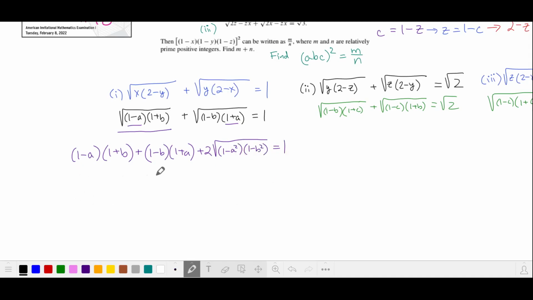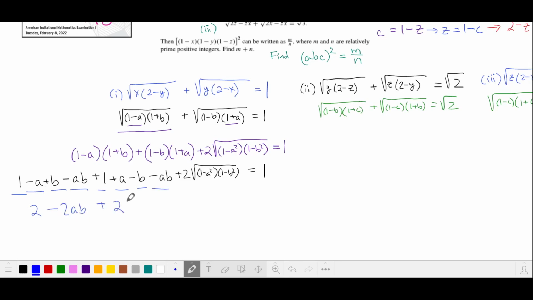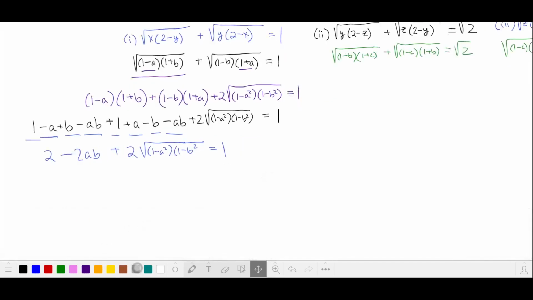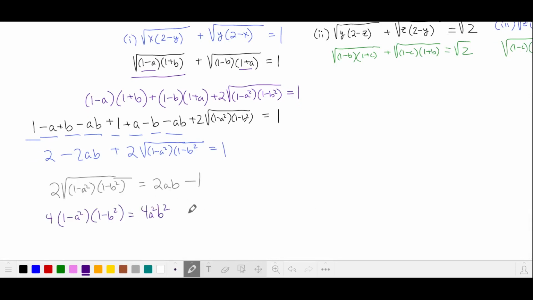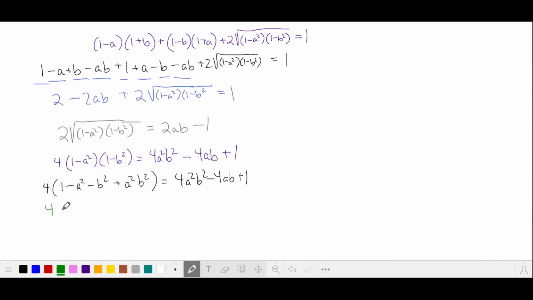We're going to expand some more and collect like terms. We see a lot of terms disappear, and we're left with 2 minus 2ab and the square root. Let's isolate the square root and square again. Squaring the right-hand side, we get 4a squared b squared minus 4ab plus 1. And we'll distribute the 4, and we're glad to see this 4a squared b squared disappear. And we'll collect all the terms on one side. So this is our simplified equation from equation number 1.